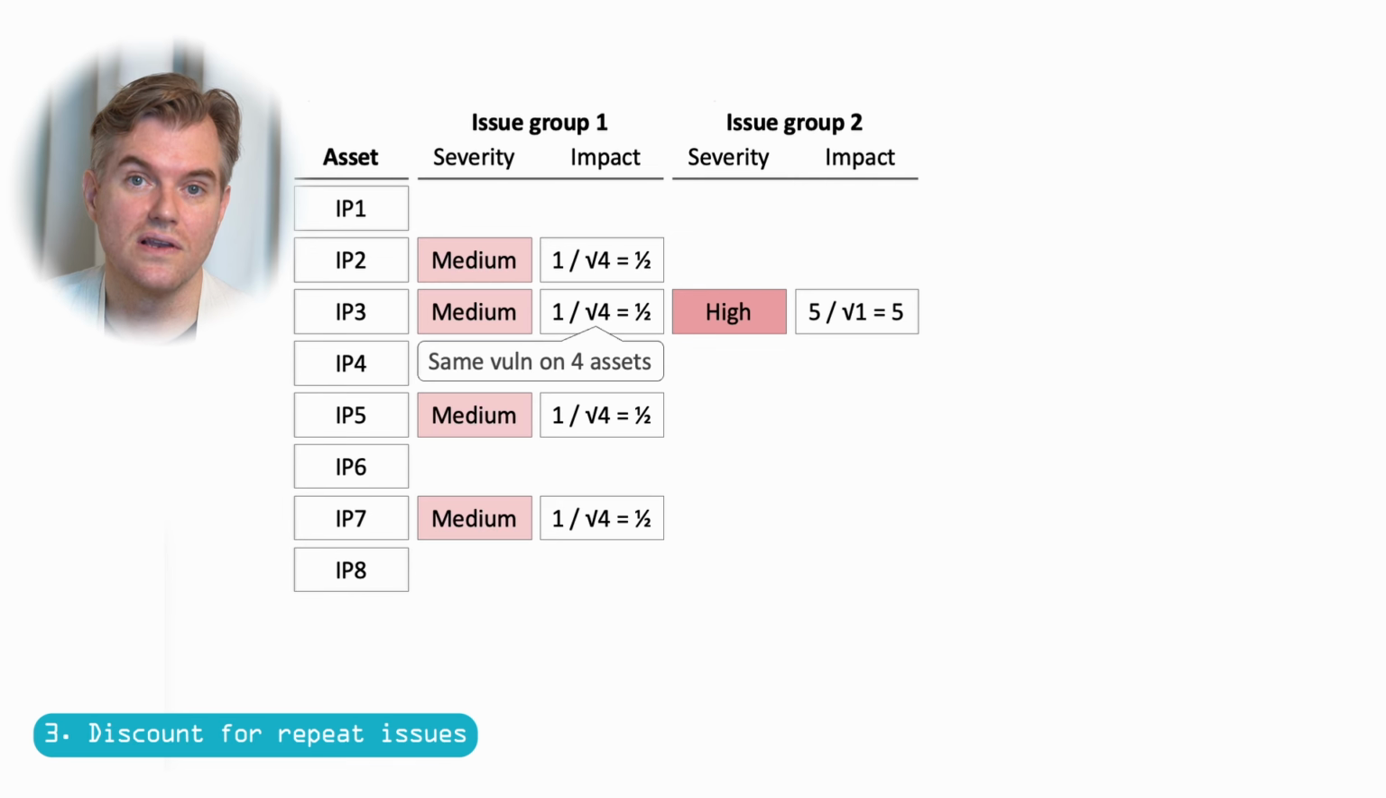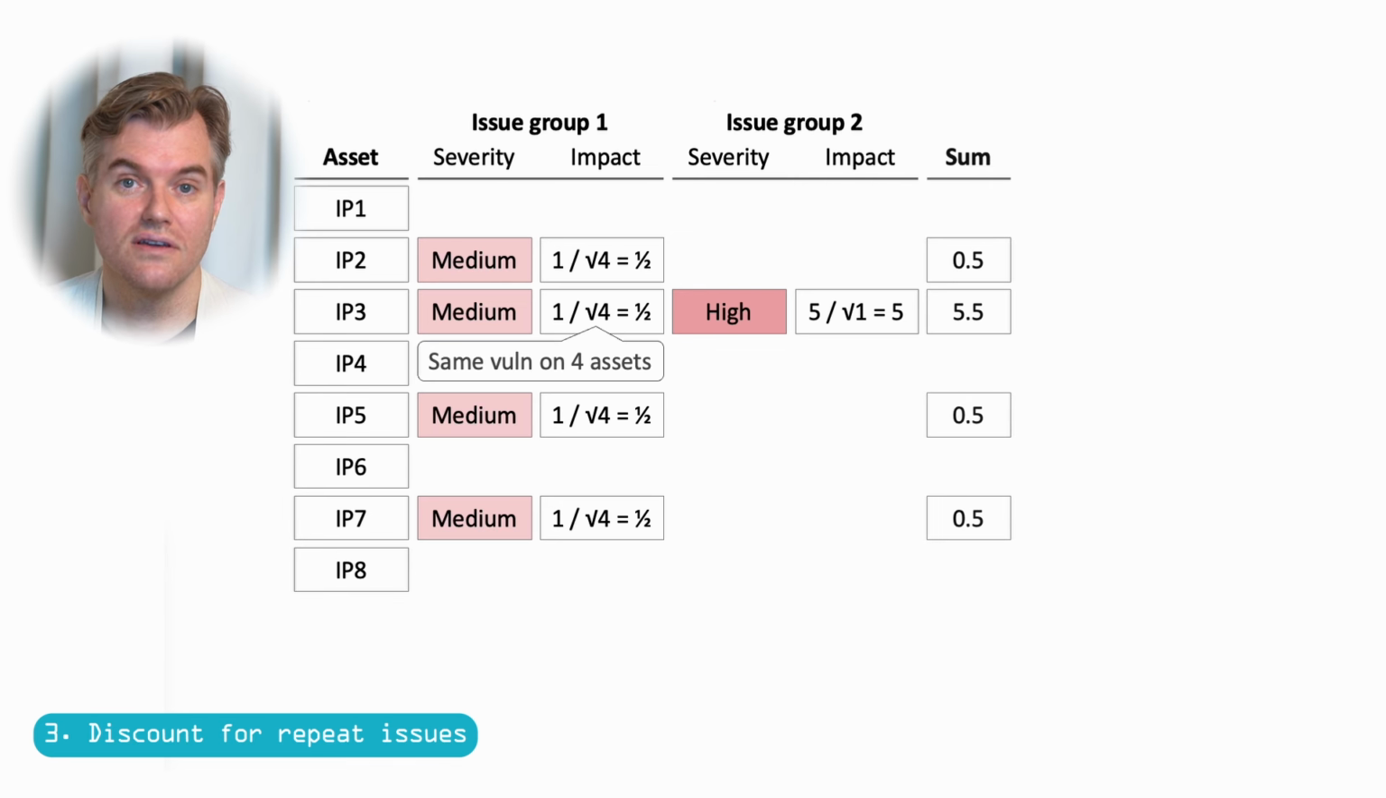So the 1 hackability point becomes half a hackability point. Whereas the 5 points of the high severity, they remain because there's only 1 instance. So you basically divide by the square root of 1, which is 1.